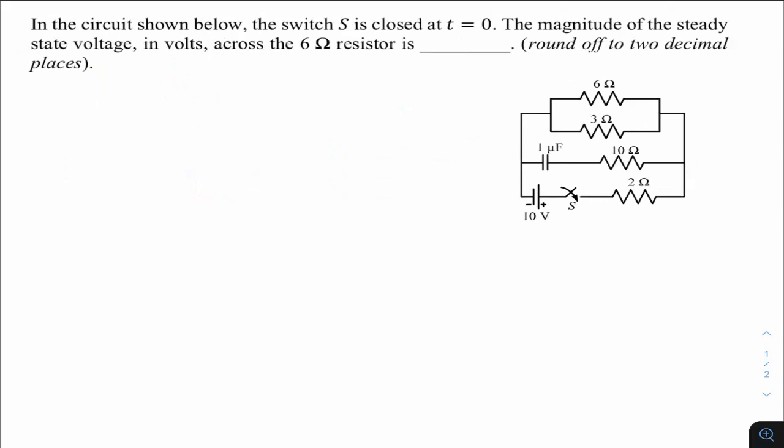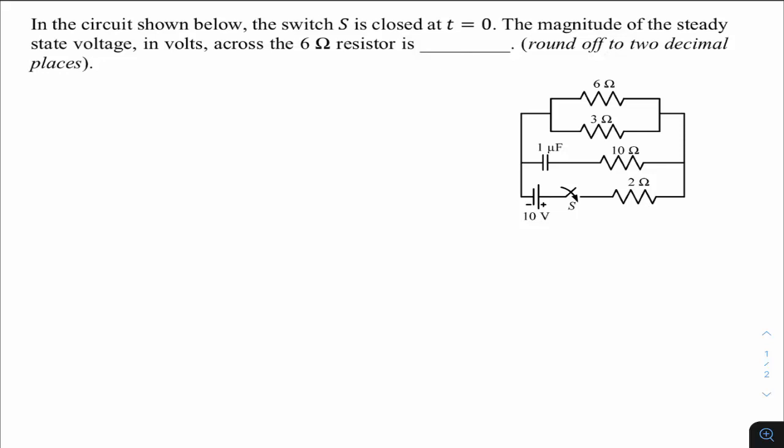This question is asked in GATE 22 of electrical. This is from network subjects and from the transient topic. The question is, in the circuit shown below, the switch S is closed at t equal to 0. The magnitude of the steady state voltage in volts across the 6 ohm resistor is dash.